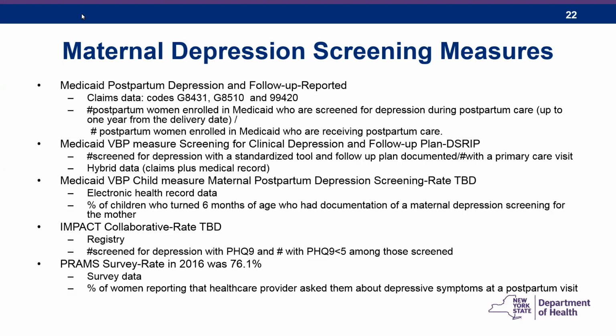And finally, the PRAMS survey I talked about, which reports the percent of women reporting that the healthcare provider asked them about depressive symptoms at a postpartum visit. And those rates are pretty high. So we were getting really low rates for the Medicaid data in the less than 10% type of range, which is probably not accurate. But in the PRAMS survey, we found about 76% of women acknowledged being asked about depression at a postpartum visit. Next slide.